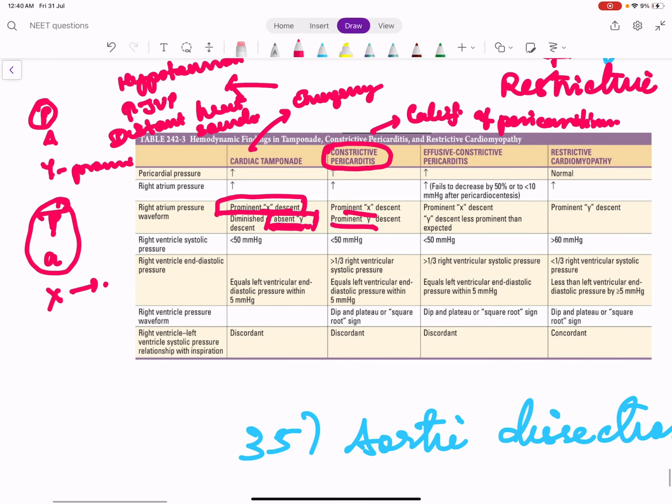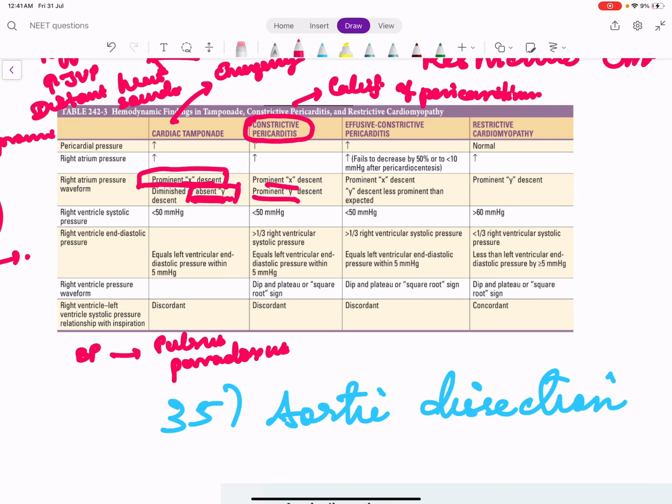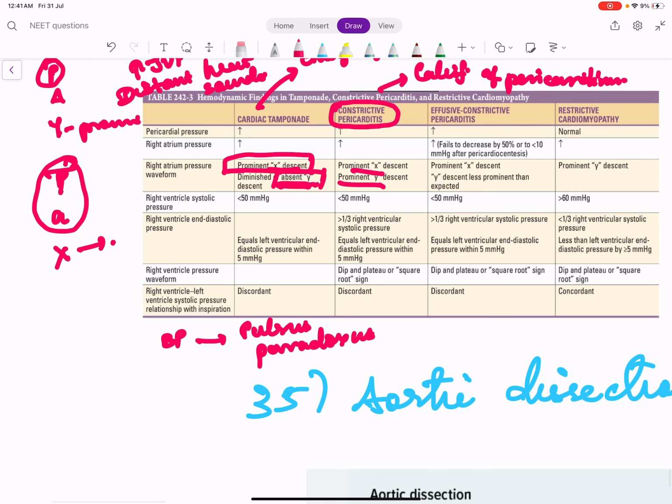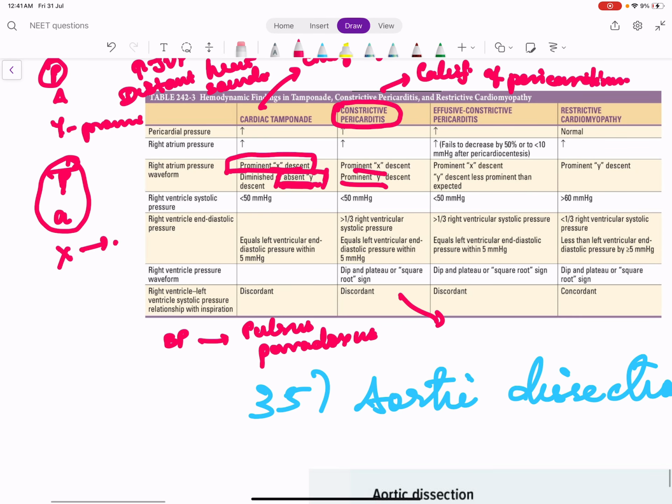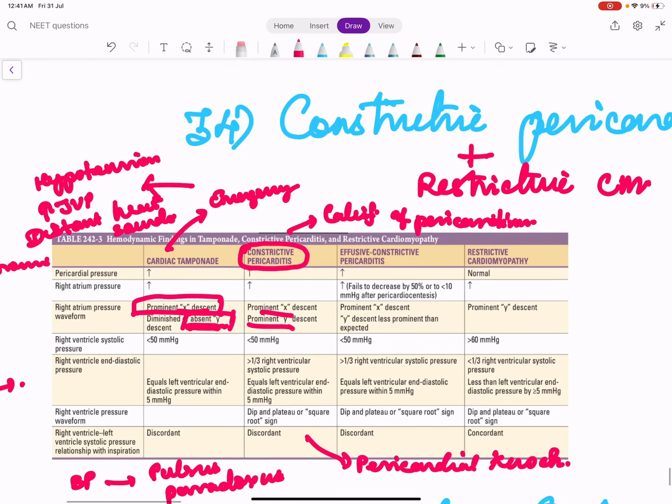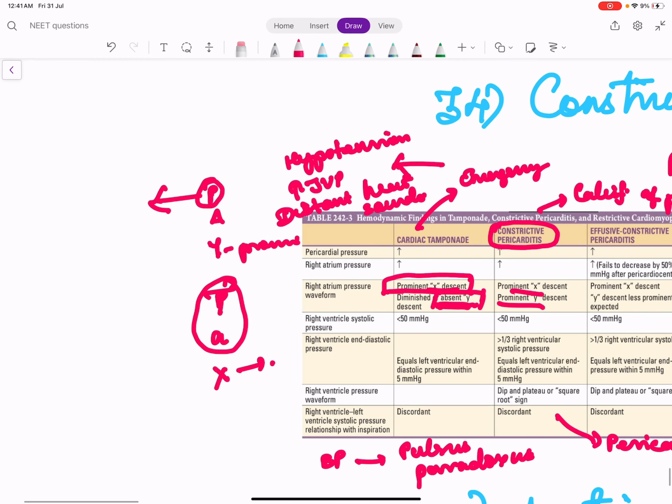And we have one BP finding in cardiac tamponade, which is pulsus paradoxus, which is a fall in blood pressure of more than 20 millimeters of mercury during deep inspiration. And what sound do we hear in cardiac tamponade? We do not hear any sound in cardiac tamponade. In constrictive pericarditis, we hear pericardial knock. In pericarditis, we hear pericardial rub. Okay. So remember pay tax. In constrictive pericarditis, Y and X descent both are prominent. In cardiac tamponade, only X descent is prominent and Y descent is absent.